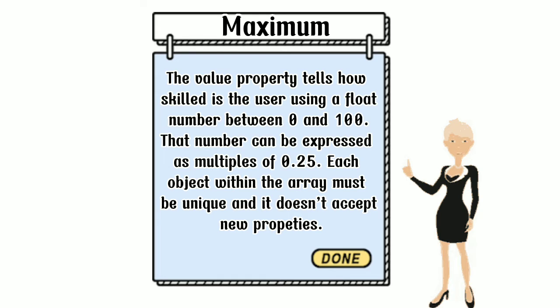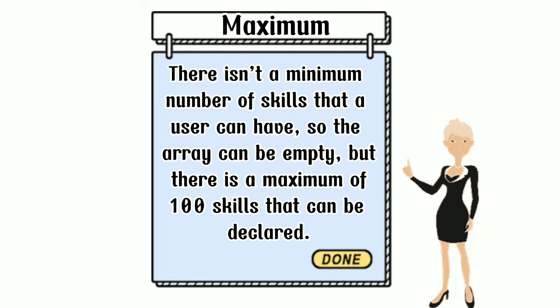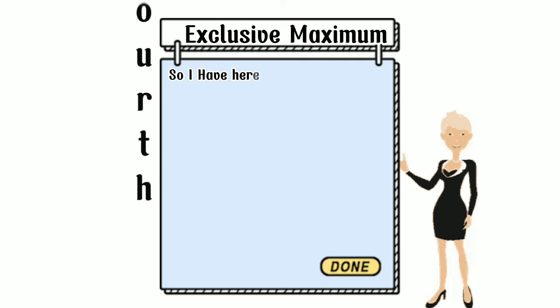that the number can be expressed as multiples of 0.25. Each object within the array must be unique and it doesn't accept new properties. There isn't a minimum number of skills that a user can have, so the array can be empty, but there is a maximum of 100 skills that can be declared.